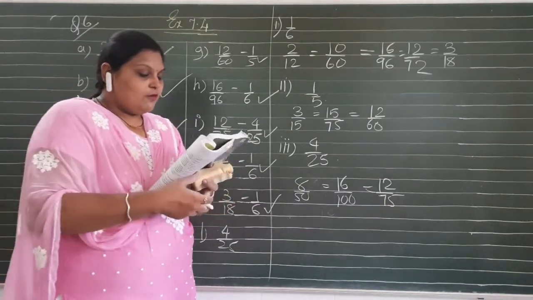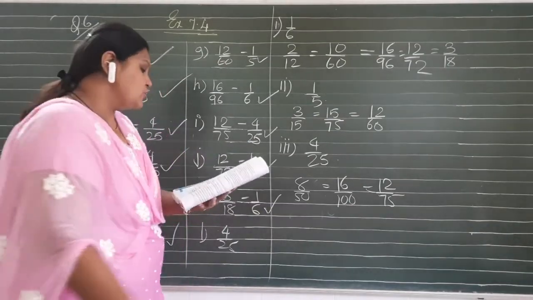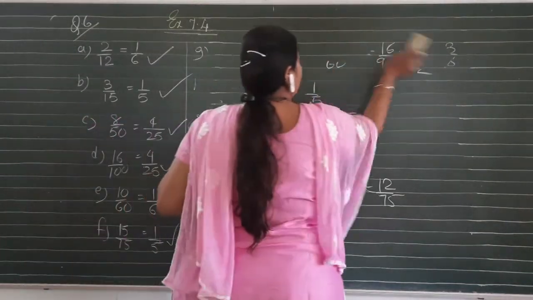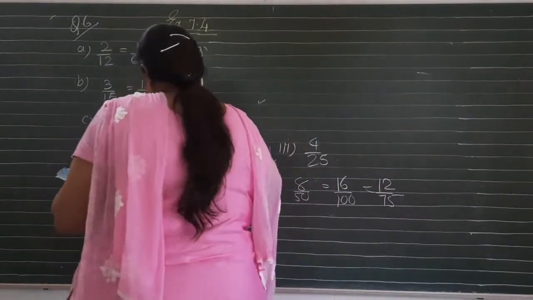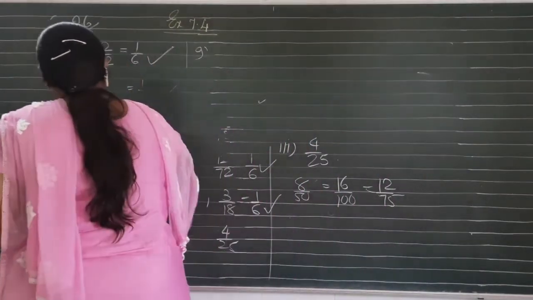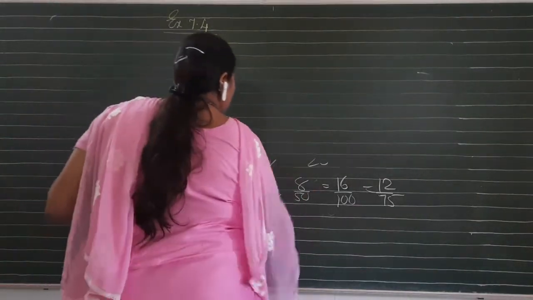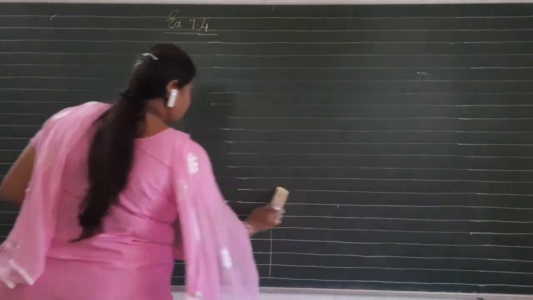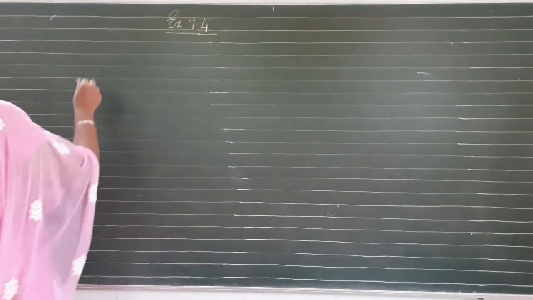Now find the answer to the following. Write and indicate how you solve them. This is our question number 7. Here, 2 fractions are given and you have to compare them. So let's start. Question number 7.